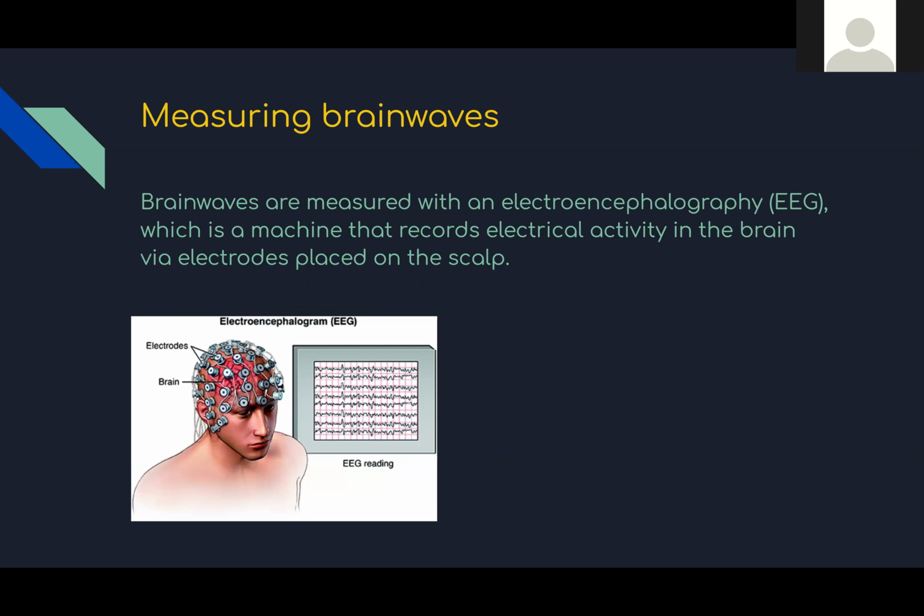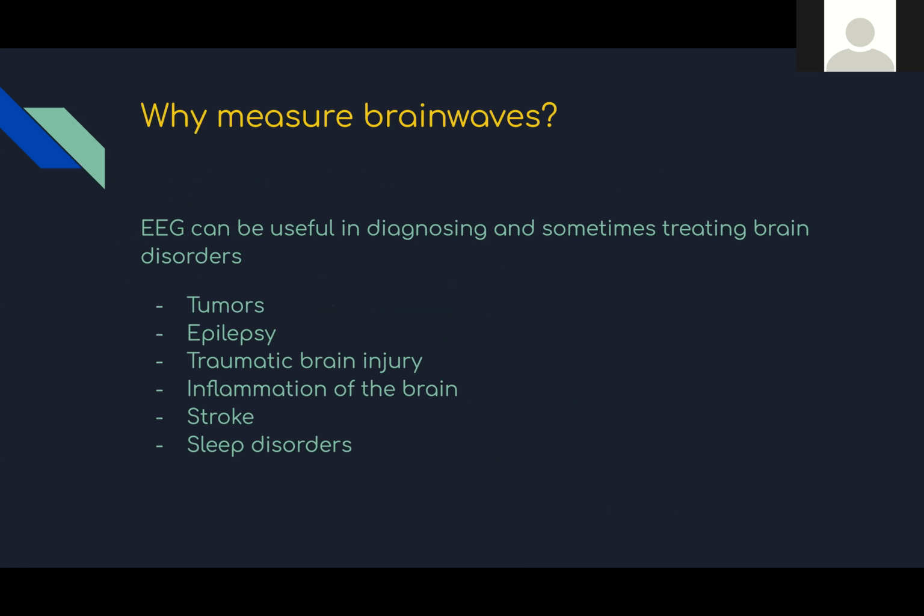or EEG for short, which is basically a machine that records the electrical activity in the brain via a bunch of electrodes that you place around the scalp. And then right there we have a picture, and it's generally what it does.